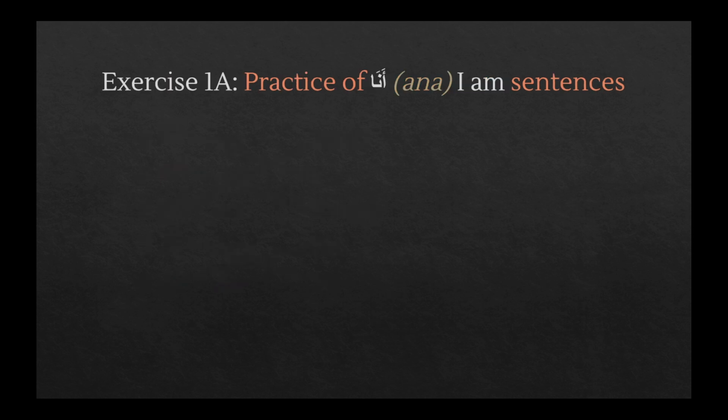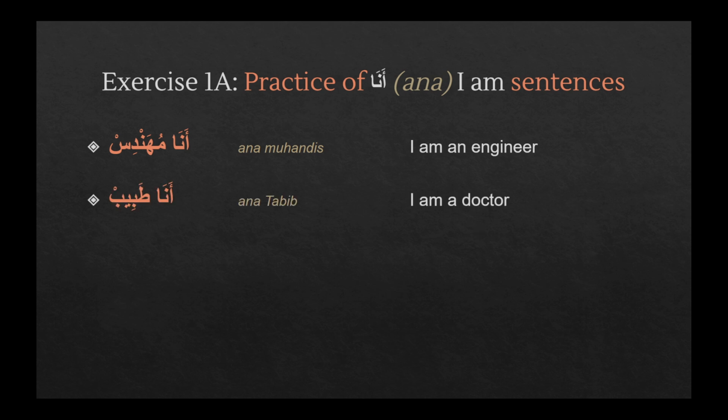Practice of ana sentences, I am sentences. So the following exercises are designed to help you become familiar with simple daily use sentences. So up to this point, you've learned 30 Arabic words. So now let's see how many sentences you can form using them. Okay. أنا مهندس. I am an engineer. أنا طبيب. I am a doctor.